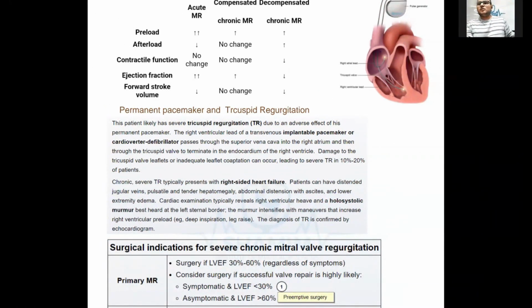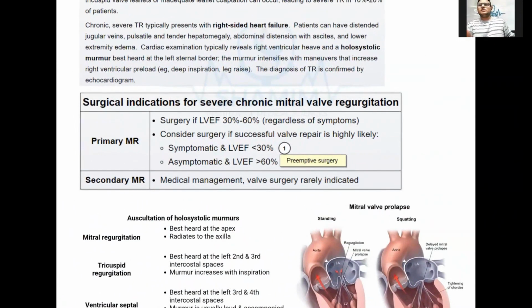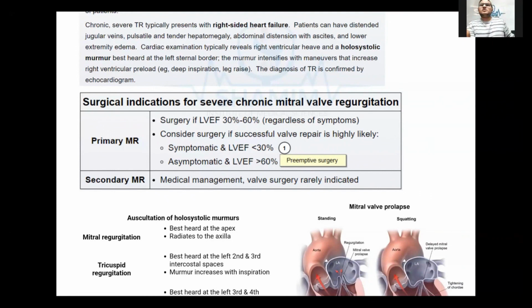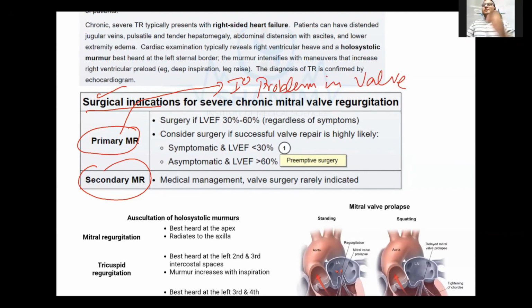Okay, then हमारे पास आ जाता है what are the indications of severe mitral valve regurgitation. Surgical indication, when will we correct mitral regurgitation? Primary mitral regurgitation and secondary mitral regurgitation. What is this? Primary mitral regurgitation is a primary problem in the valve. What is secondary mitral regurgitation? Secondary mitral regurgitation is secondary to left ventricular chamber defect. Primary is a valve problem. It's regurgitation due to problem in the valve.